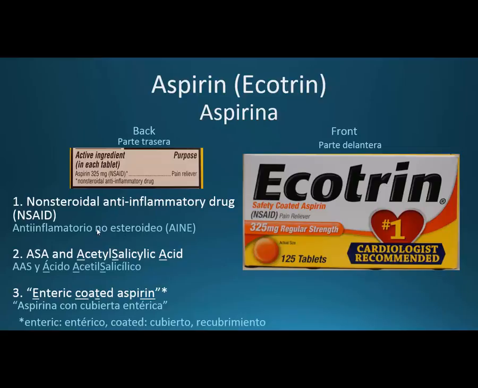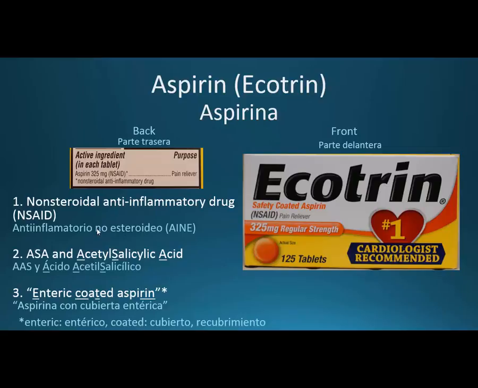So let's start with aspirin, which is Ecotrin. Then the Spanish would be Aspirina. It's a non-steroidal anti-inflammatory drug, an NSAID, and this is where those acronyms kind of fall apart. We see it's an anti-inflammatorio, no esteroideo. No esteroideo, so it's like Rodeo Drive. And instead of NSAID, we see AINE.